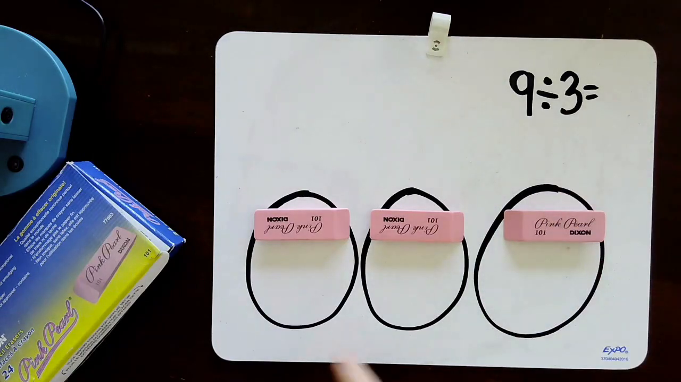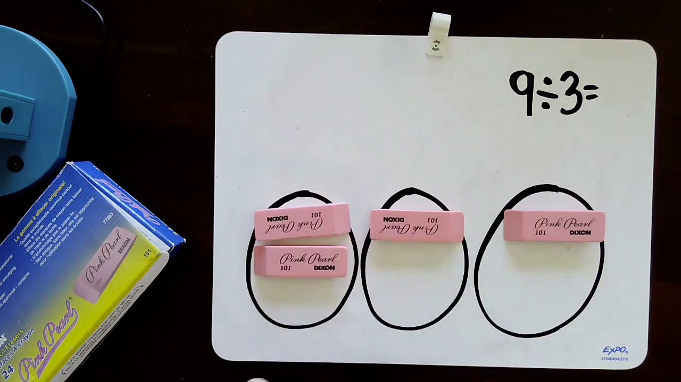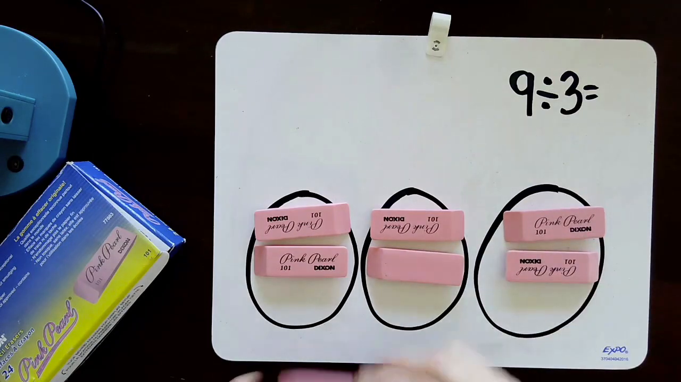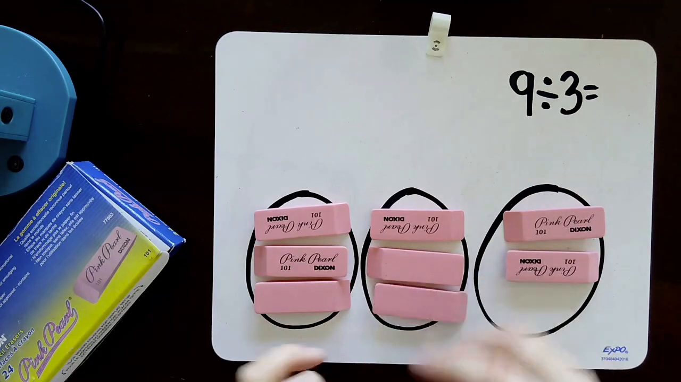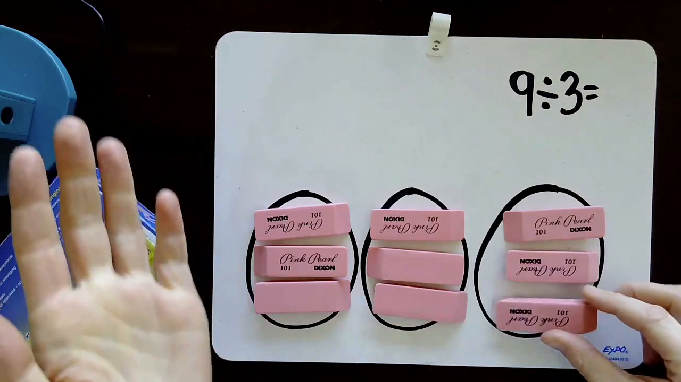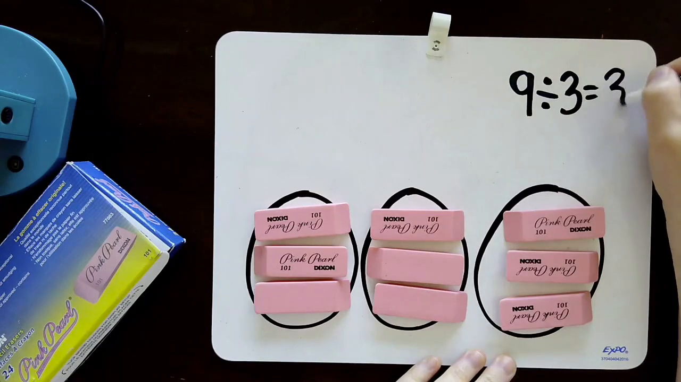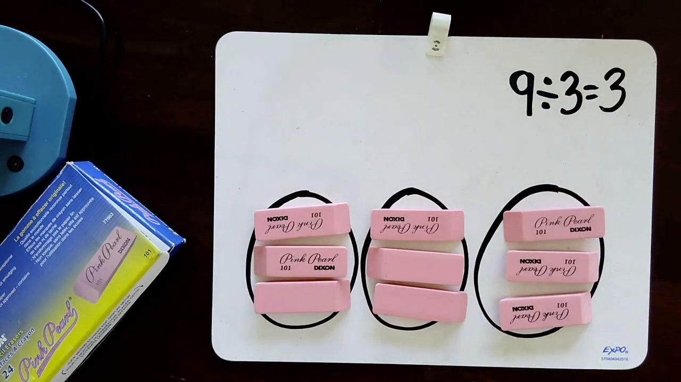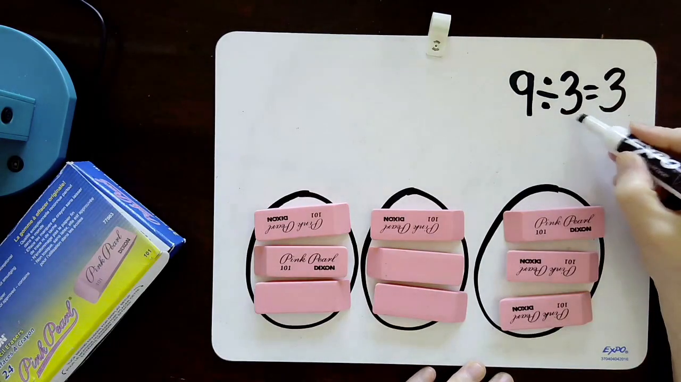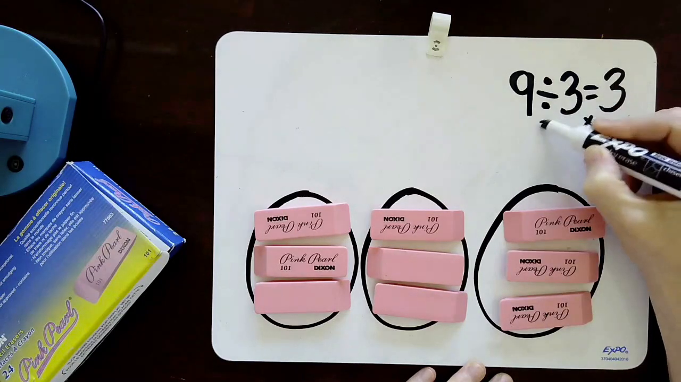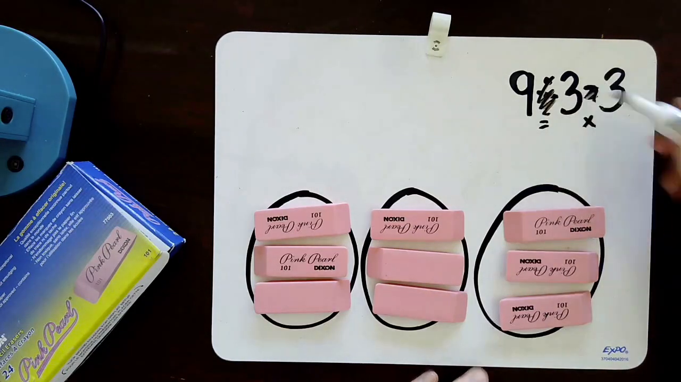Once I get to the end, I'm going to start over, making sure my groups are equal. And again. Now I'm out of erasers, and I have 9 erasers divided into 3 groups, and I can see that 9 divided by 3 equals 3 erasers in each group. Remember, I can check my answer by seeing if 3 times 3 equals 9. Does it? Sure does.